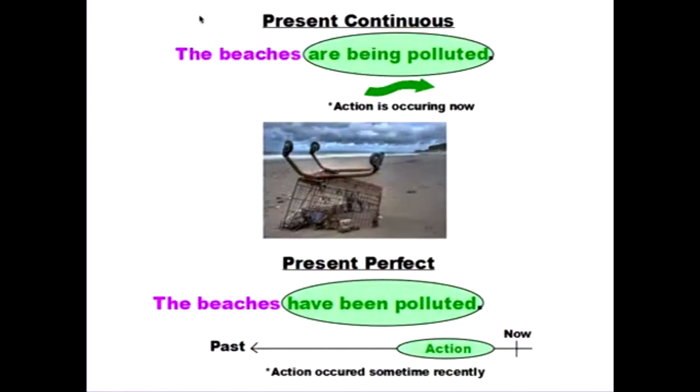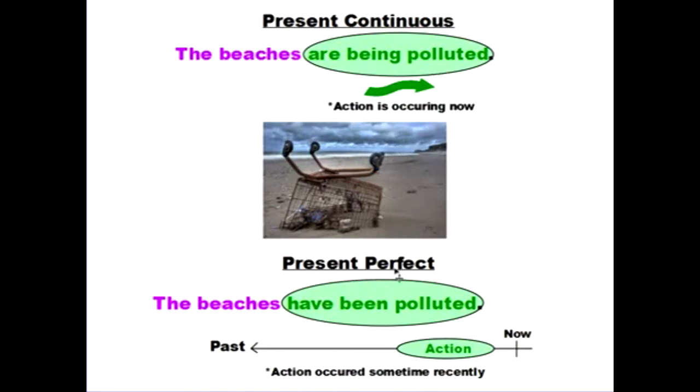So let's look at the two that we're focusing on today, and that's the present continuous form of the passive voice and the present perfect form of the passive voice. So again, if I say the beaches are being polluted, that's an action that's occurring now. So if I look at the beach now, I can see people polluting. This is a problem that's happening right now. And that's why I'm using the present continuous. The beaches are being polluted.